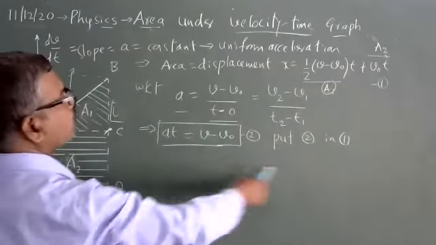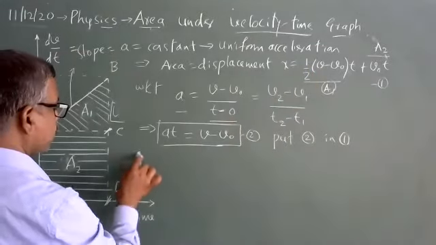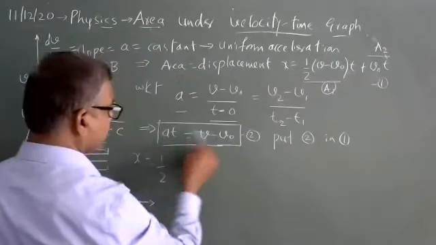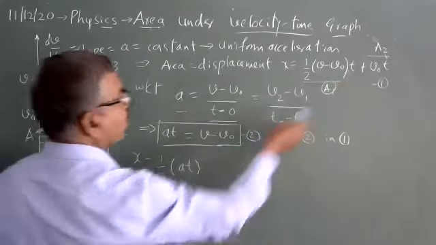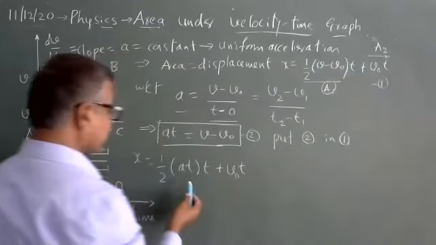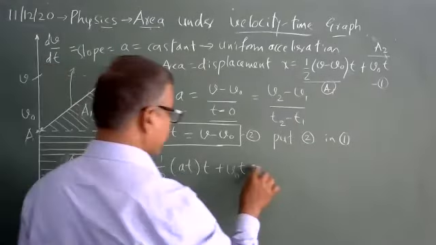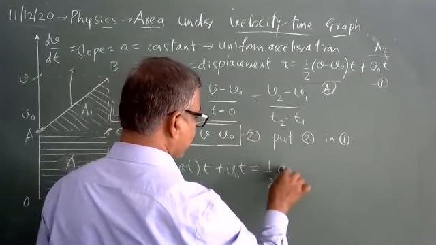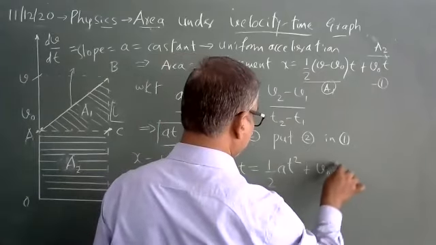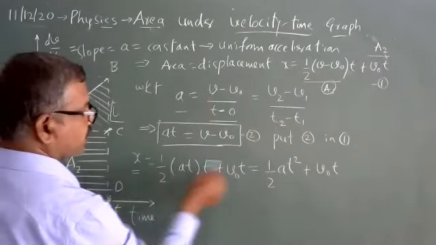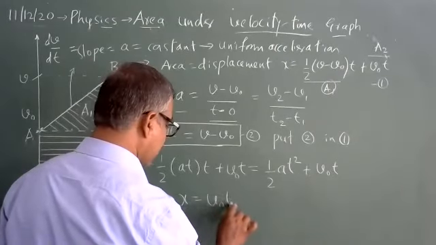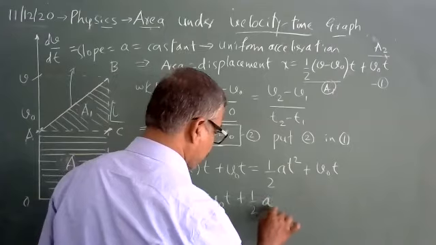Now if I put equation 2 into equation 1, displacement is equivalent to 1 by 2 as it is, v minus v0 equal to at. It is at. Already we have time on the right hand side, plus as it is v0t. Look at the relation, it becomes at square. So it is equivalent to 1 by 2 a t square plus v0t. So finally I can say my displacement x is equivalent to initial velocity into time plus half at square.